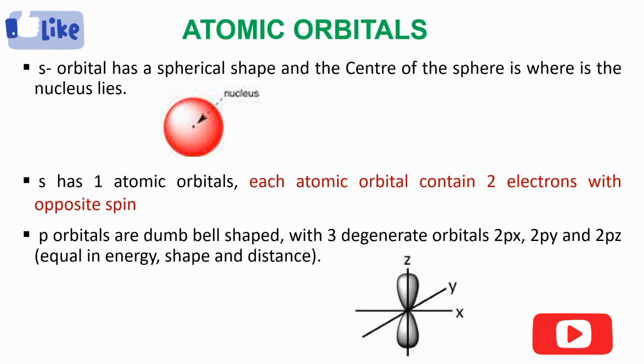The shape of the s orbital is spherical, and at the center of the sphere we have the nucleus. This s orbital is going to have 2 electrons that are arranged in opposite spin as proposed by Pauli. Then the p orbital is going to have 3 degenerate orbitals, which are px, py and pz. These 3 degenerate orbitals have equal energy, shape and distance, and the shape is dumbbell.